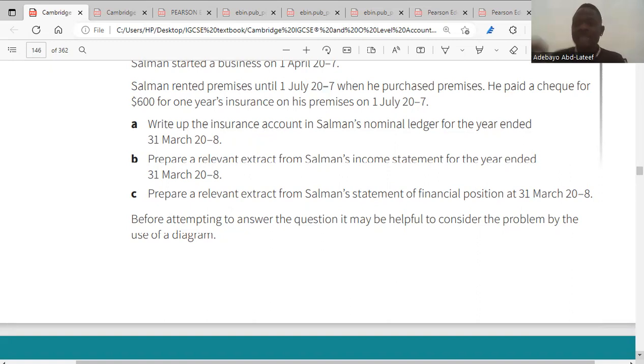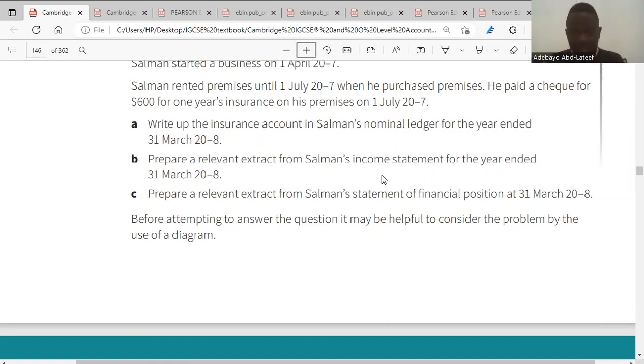So in the debit side, we're going to have our balance brought down. Our balance brought down, that means the amount of what we have not used that we have made payment for, our prepayment, will result to $150. Then they said prepare an income statement for the year ended. So for the income statement, we're going to have extra from the income statement for the year ended 31st of March 28.